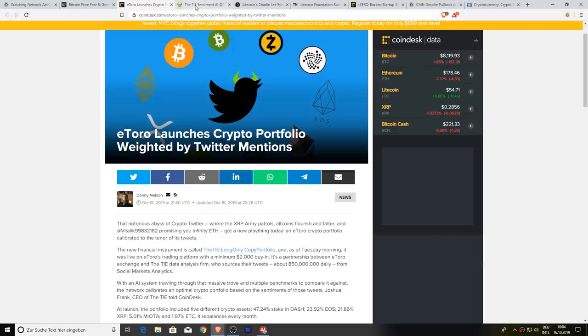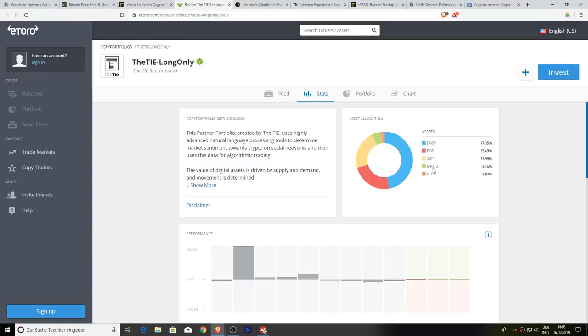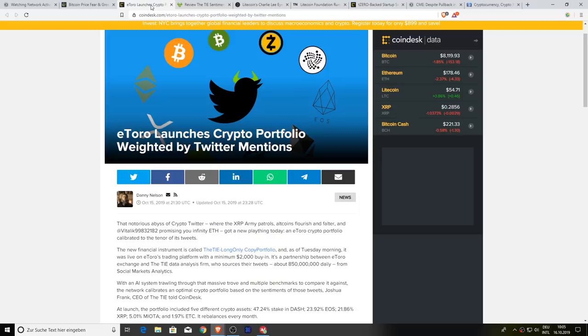Fascinating, I don't know how this is going to work. Here's the actual announcement for it. Not exactly sure how it's going to work. I assume within a year or two, we'll have proper information on whether these metrics make any sense. Here's the actual chart right here: Dash, EOS, XRP, IOTA, and Ethereum Classic. Kind of fascinating that there's no Bitcoin, there's no Litecoin, and there's no Ethereum, but they have Ethereum Classic. Quite fascinating indeed. I'm sure at some point, some sort of metric will stick.